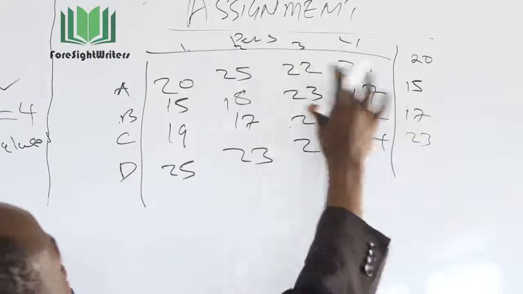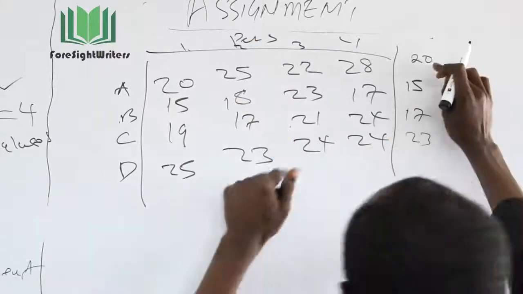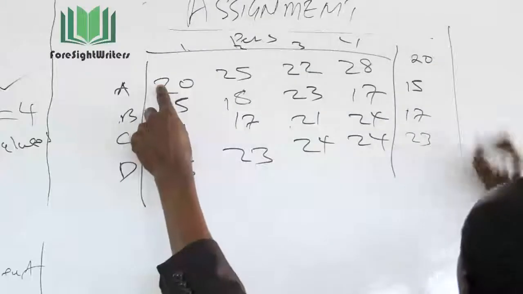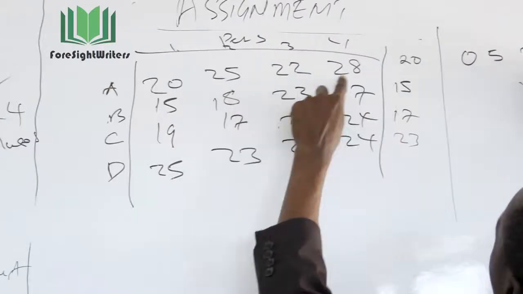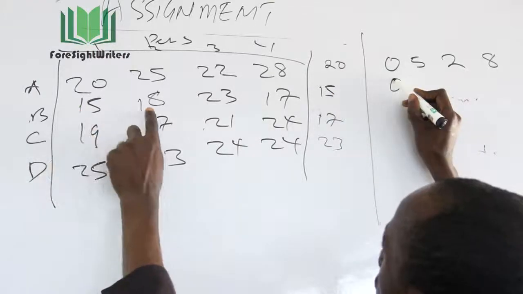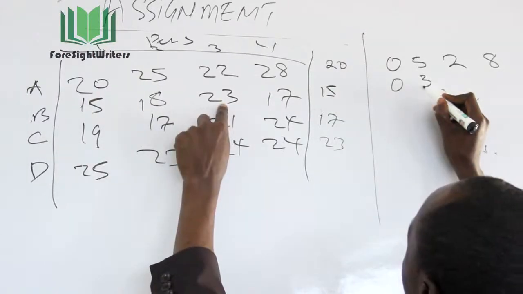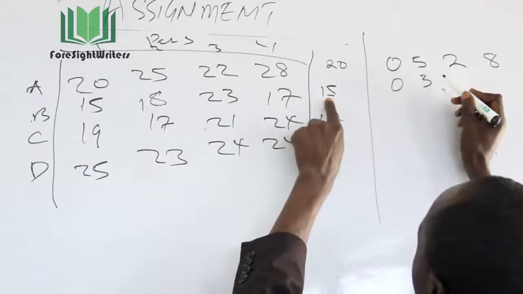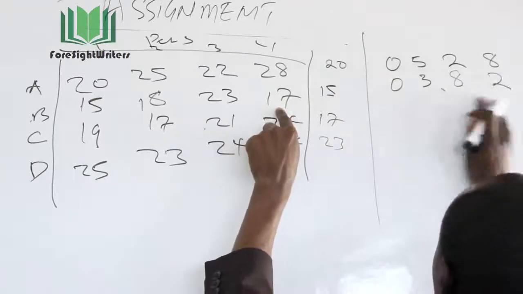So we need to reduce this matrix in that row by this. So when reducing, this 20 minus 20 definitely becomes 0. This becomes 5. This becomes 2. This becomes 8. And then we reduce this one also. This becomes 0. This becomes 3. This we get is going to be 23 minus 15, we get 8. We get 8. And then here we get 2. So the second row has been reduced.